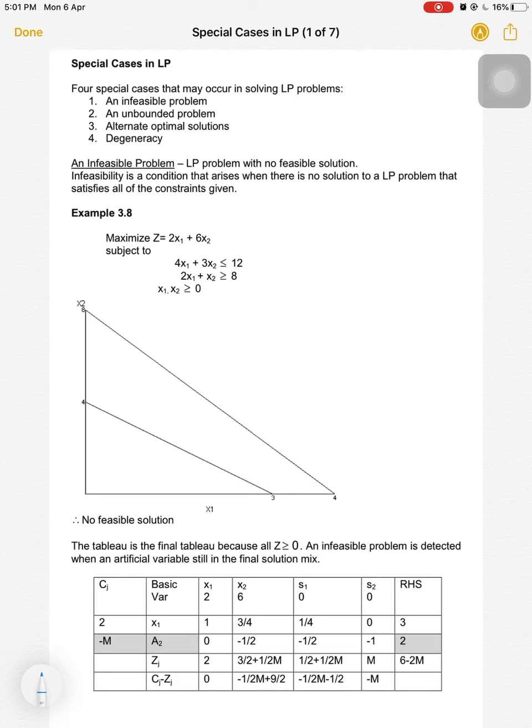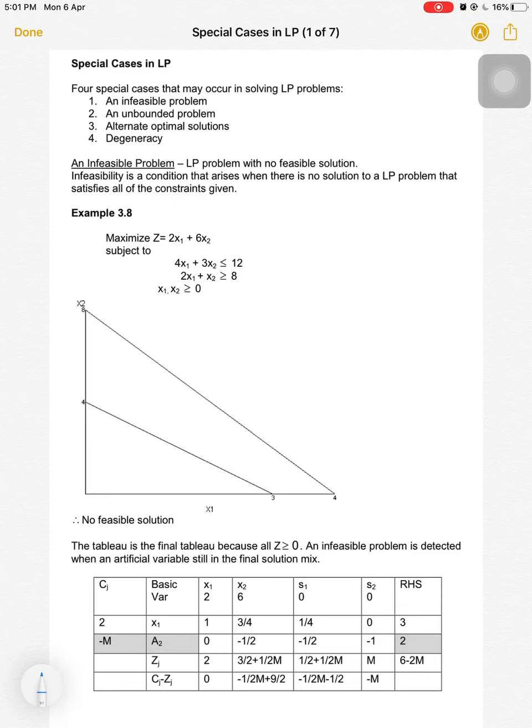Today, I'll explain about the special cases in LP model. There are four special cases that may occur in solving LP problems. Number one, an infeasible problem. Number two, an unbounded problem. Number three, an alternate optimal solution. And number four, degeneracy. These all four cases might happen in graphical solution and also simplex solution.